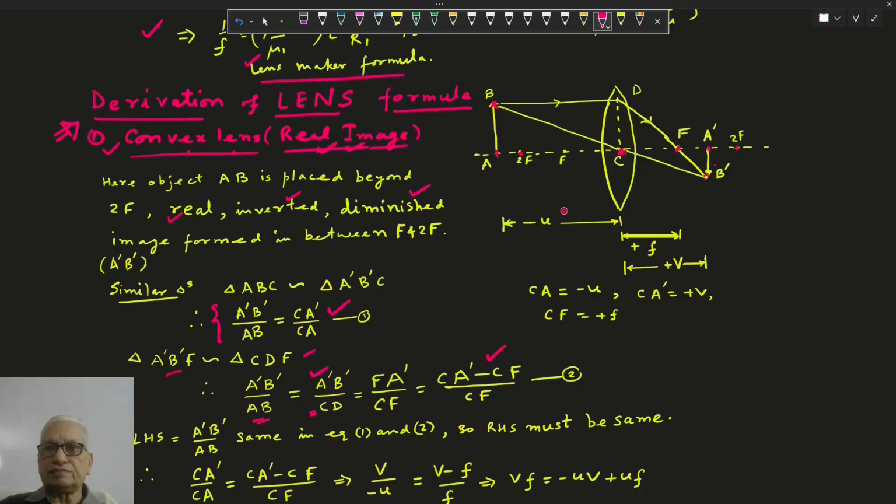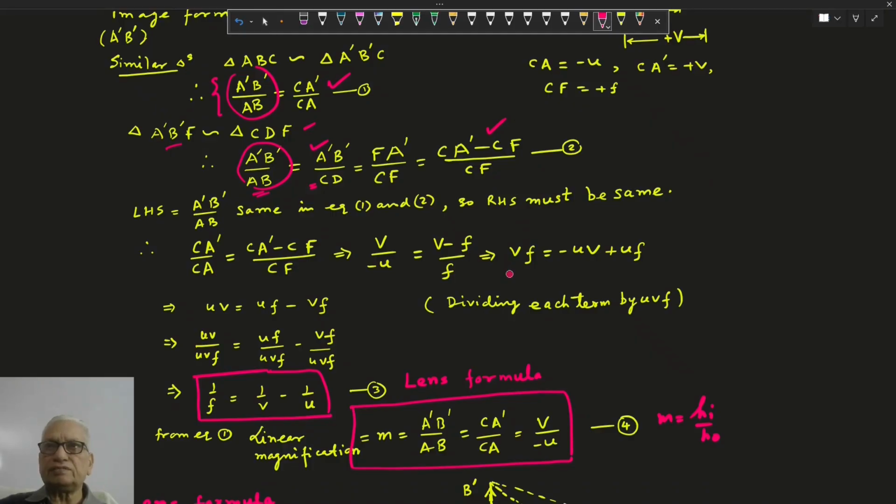Now from equation 1 and 2 the left hand side is the same, so the right hand side must be the same. Equating the right hand side of equation 1 and 2, we get CA' upon CA equals (CA' minus CF) upon CF. Now putting the sign convention, CA' is v, CA is minus u, and CF is f. After cross multiplication we get vf equal to minus uv plus uf. So taking terms across and dividing each term by uvf, after cancelling, 1 by f is equal to 1 by v minus 1 by u. This is the lens formula.